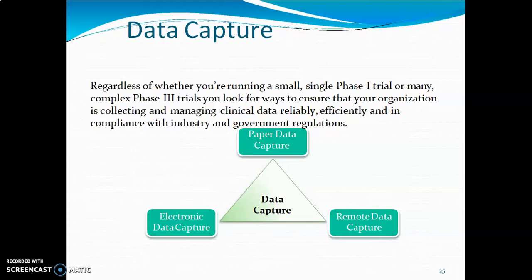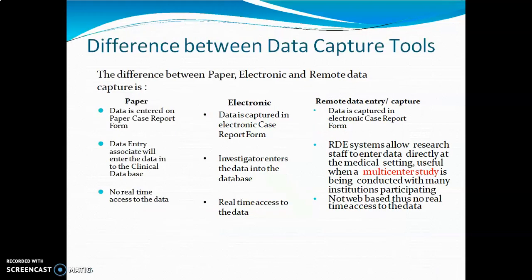Regardless of whether it is a small single-center first phase study where minimal people are involved, or a very complex phase 3 study where multiple centers and many people are involved, there is no difference in the main thing. It may be a small scale study or a larger scale study. Data should be collected according to the requirement, and the data capture team is going to ensure such things.